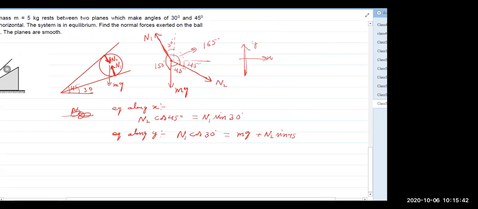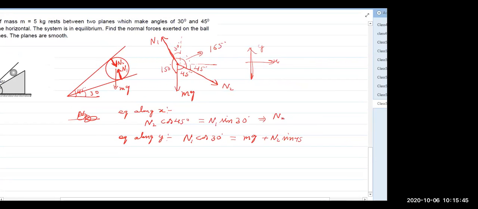If we solve it, cos 45 is 1 by root 2, sin 30 is 1 by 2. So N2 by root 2 equals N1 by 2, that is, root 2 N2 equals N1. And on this side it will be root 3 by 2 N1 equal to mg plus N2 sin 45. M is given as 5 kg, so 5 into 10, plus N2 by root 2.